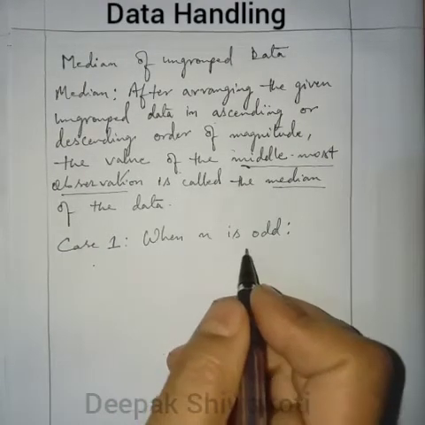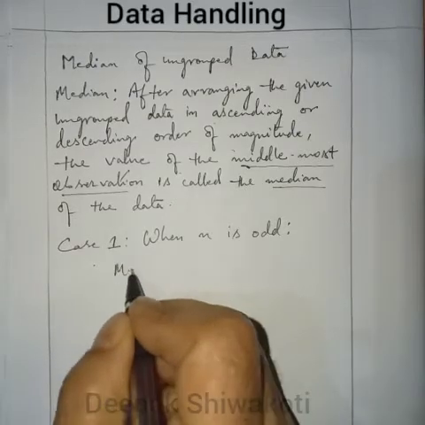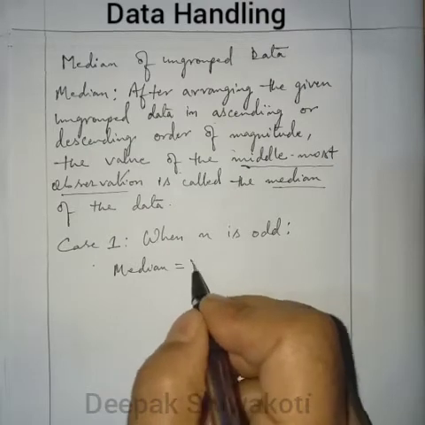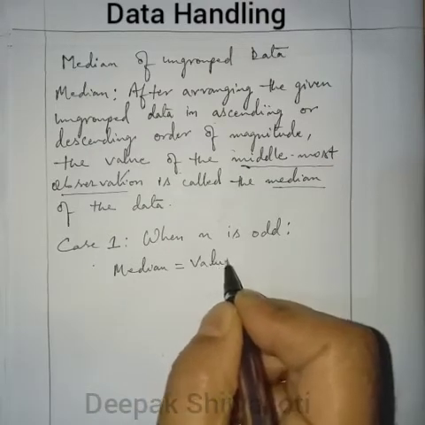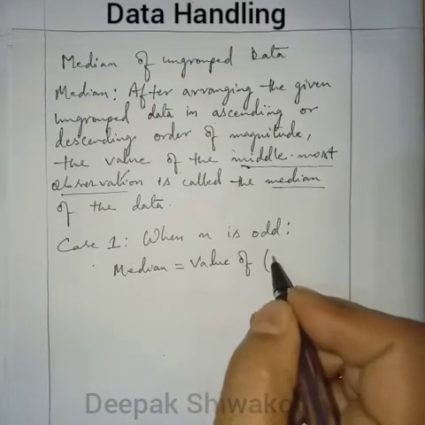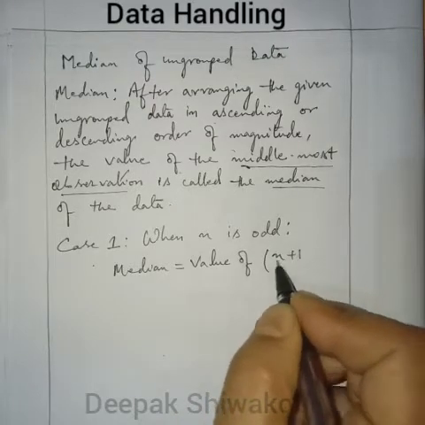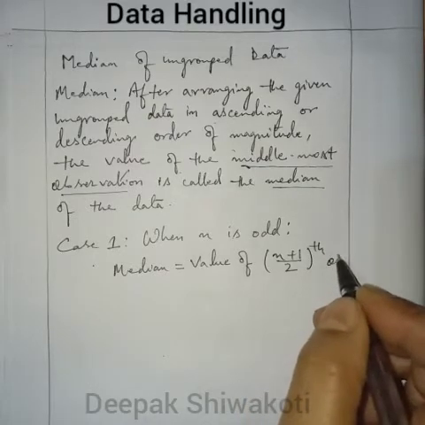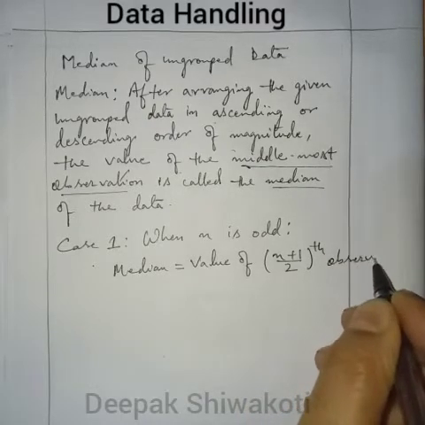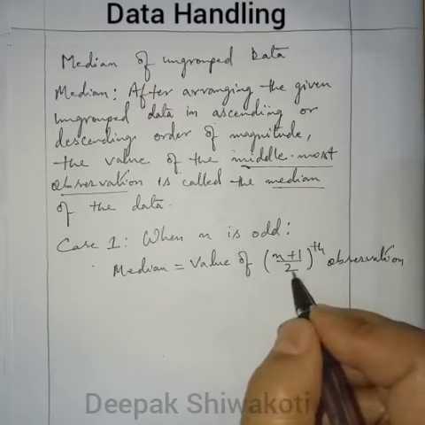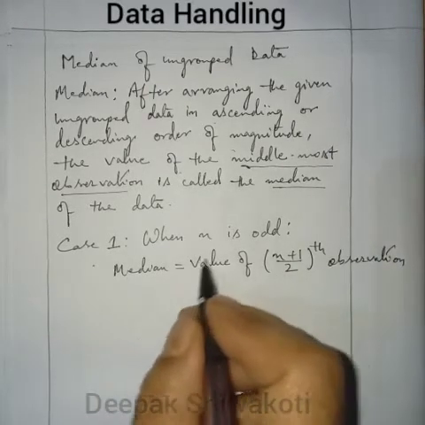Case number 1, when n is odd, the median will be equal to the value of the (n plus 1) by 2th observation. So the value of this observation is the median when n is odd.